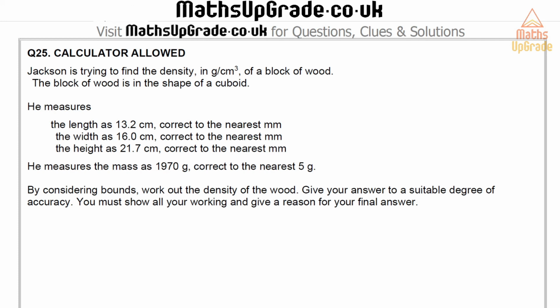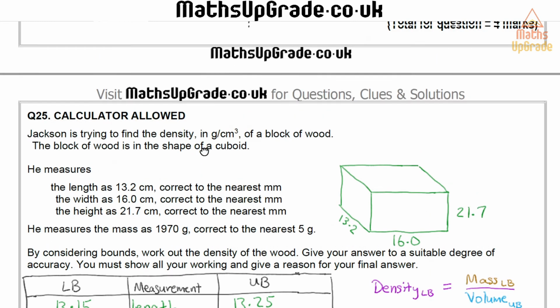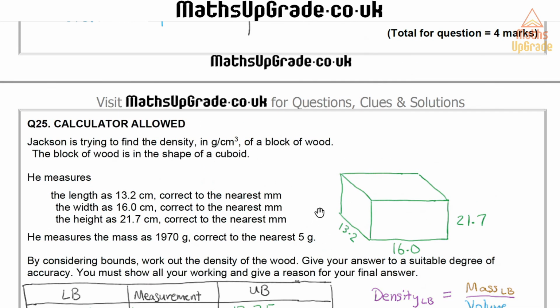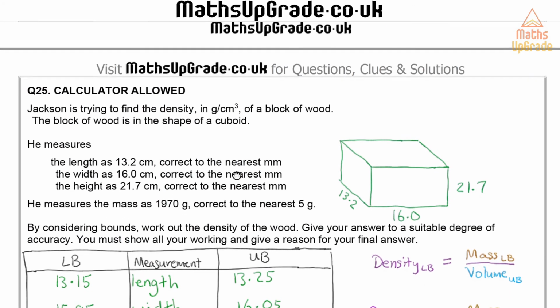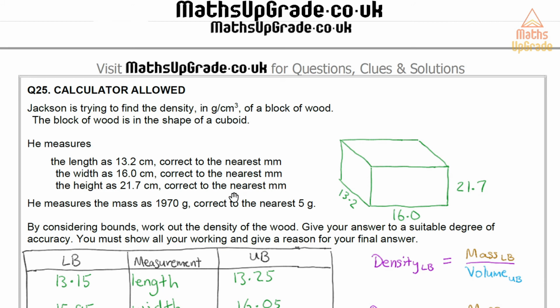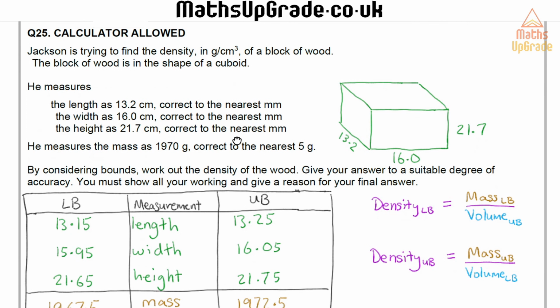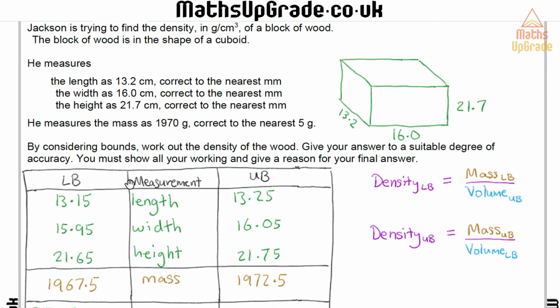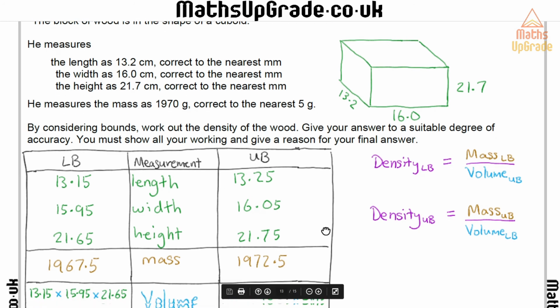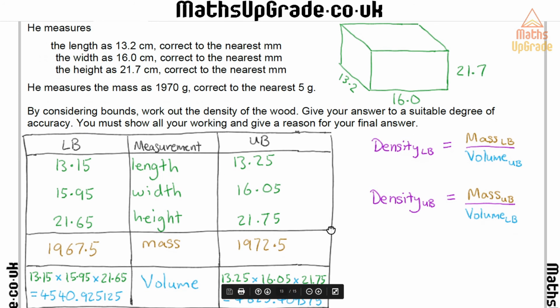First of all, let's draw a sketch of that block of wood. So there it is. Remember, these measurements are only given to the nearest millimeter. So let's work out the lower and upper bounds of each of these dimensions. So here we are. I've worked out the lower and upper bounds of each of the dimensions. If you're not sure how I've done this, look back at the clip on bounds on my YouTube channel.